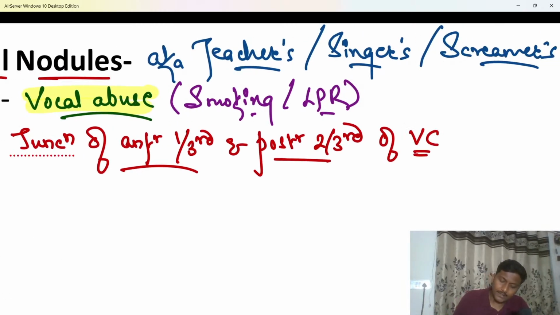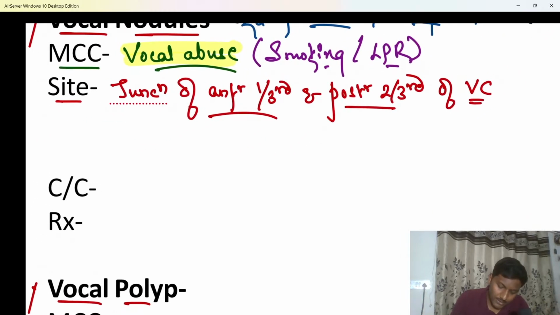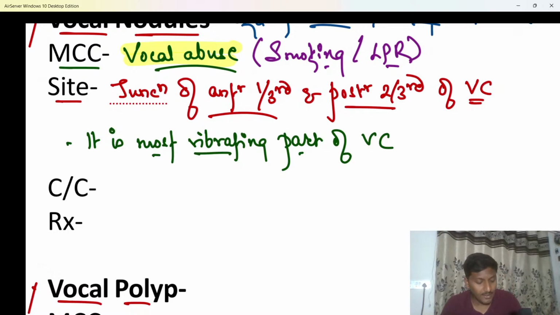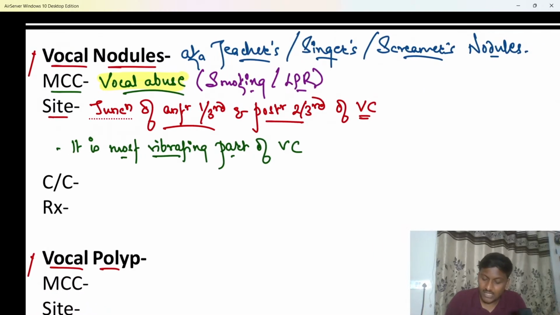The reason why this is the most common site is that it is the most vibrating part of the vocal cord. That's the reason. It is the most vibrating part of the vocal cord, so it will be vibrating and damaged again and again. Got it? What will be the chief complaint?